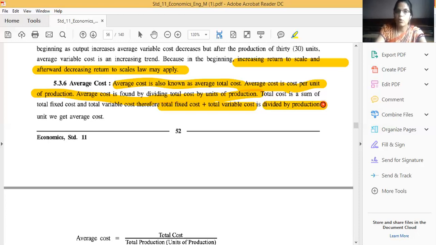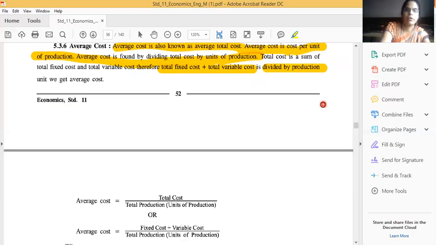If I want to find the average cost, I can write this formula also: TFC plus TVC divided by TP. That is correct. If I write the other formula, TC divided by TP, that is also correct.